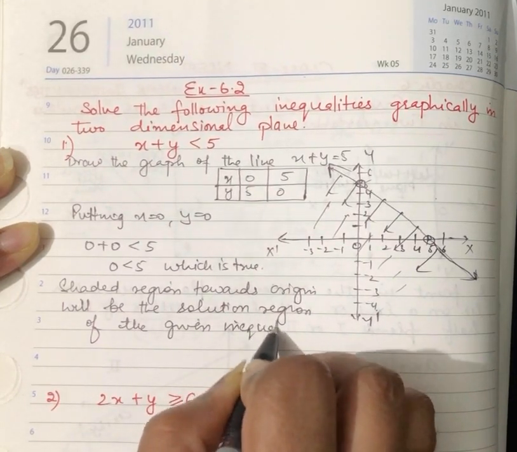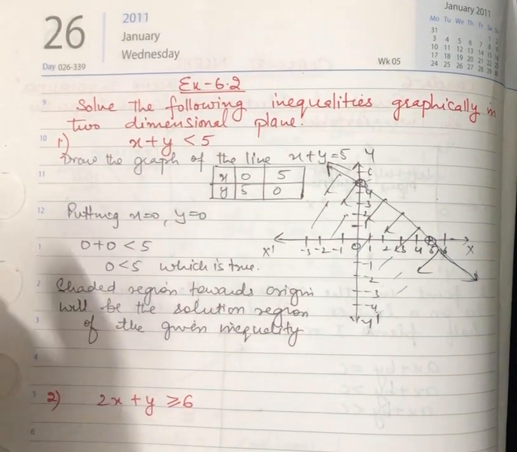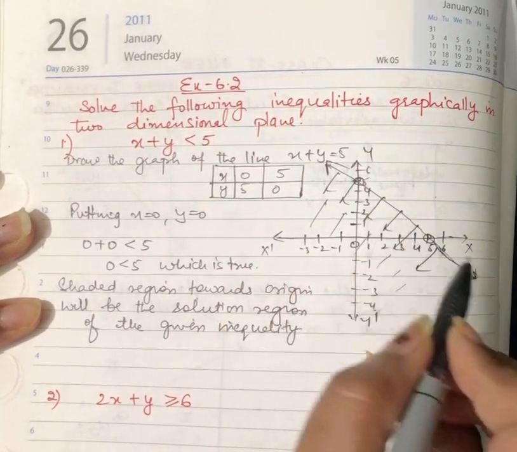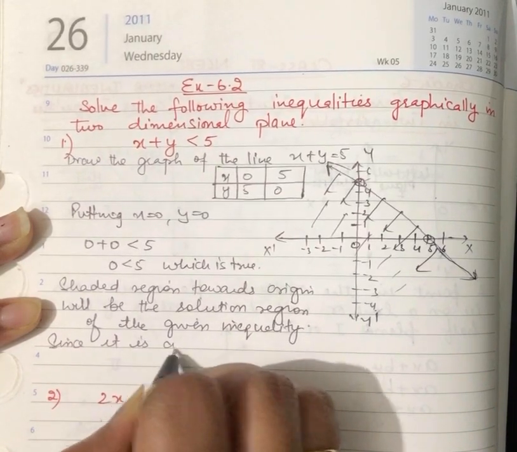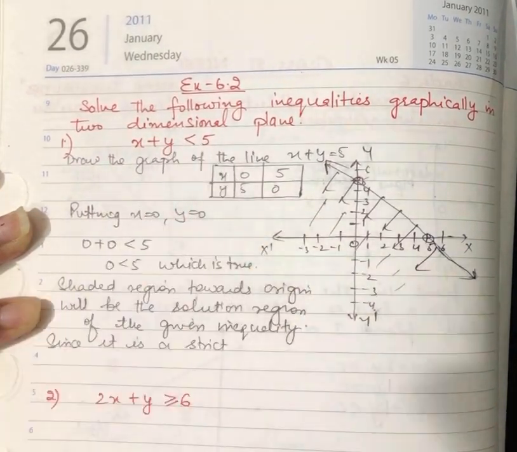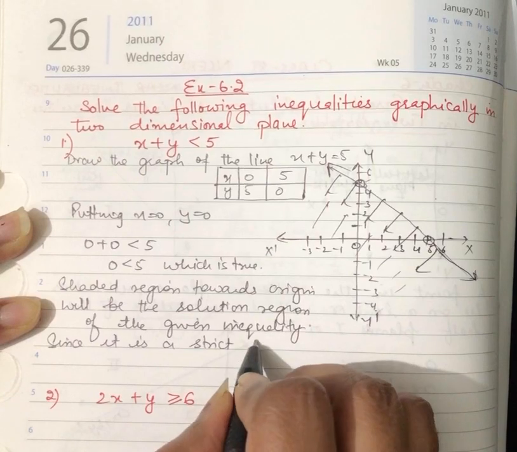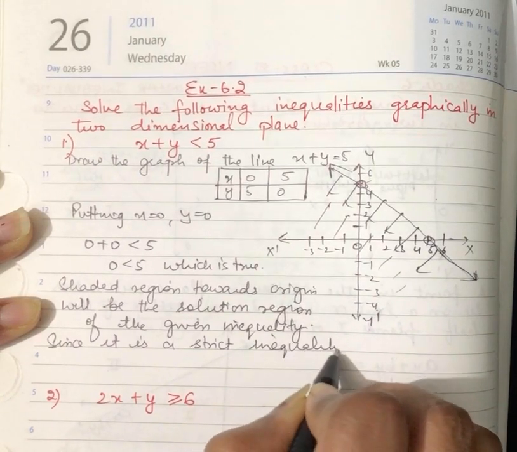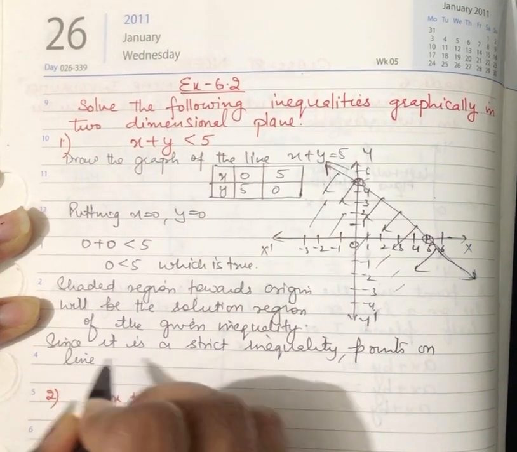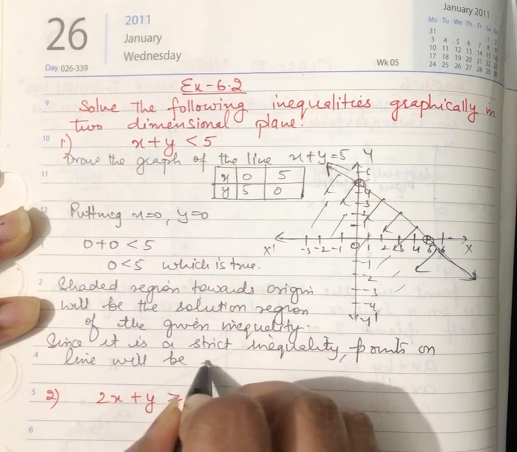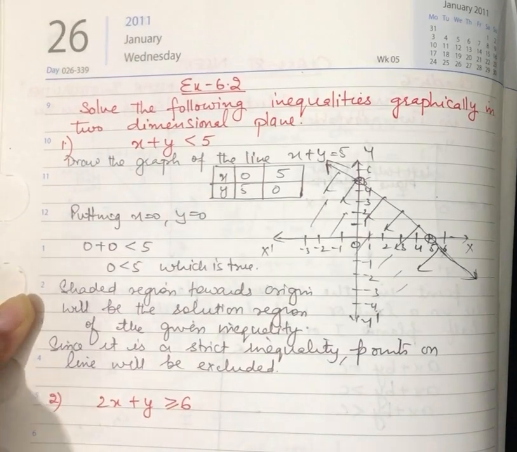And here we will notice one thing, that it is a strict inequality, so the points on the line will be excluded. So you can write it here, since it is a strict inequality, means there is not equal sign in between. It is less than, not less than or equal to. Since it is a strict inequality, so points on line will be excluded. So this is the solution of question number first.